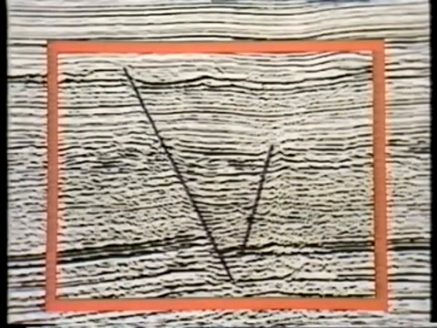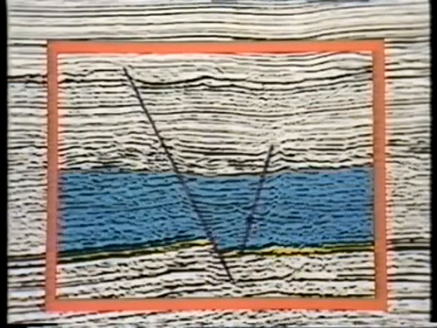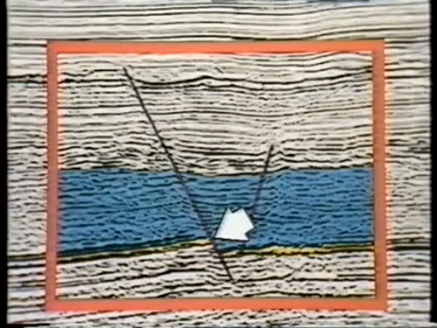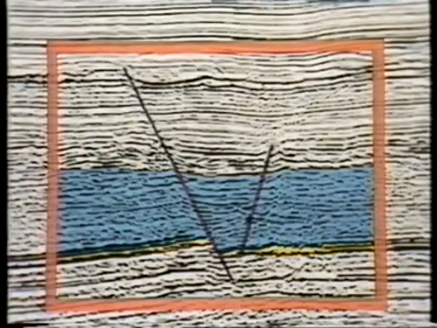Suppose then, for an example, that this reflection is known to be associated with a good porous reservoir, and that this interval above is known to be a good sealing shale. Then we have a potential fault trap. On this line, we have clear closure against the fault. But, as always, we have to remember that one good section does not make a prospect.